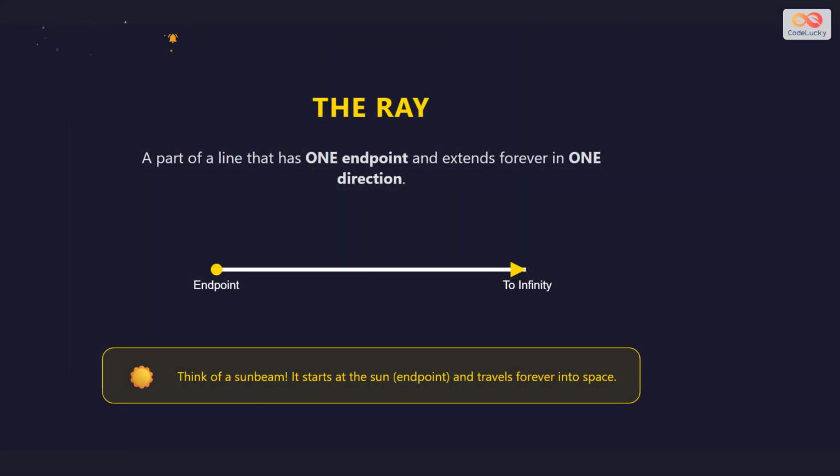Next, we have the ray. A ray is a mix of both. It starts at a specific point, called an endpoint, but then it travels forever in just one direction. Think of a flashlight beam or sunlight. It starts at the source and shoots out infinitely into the darkness.